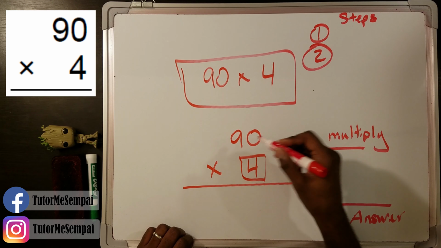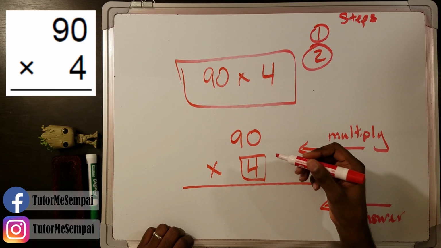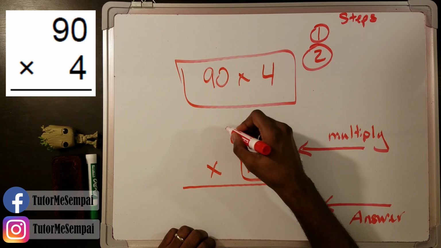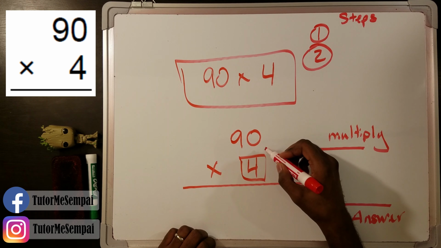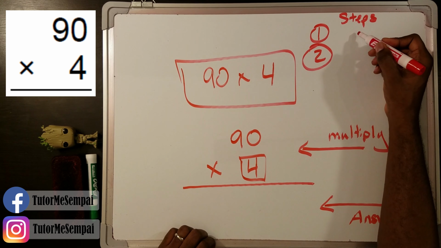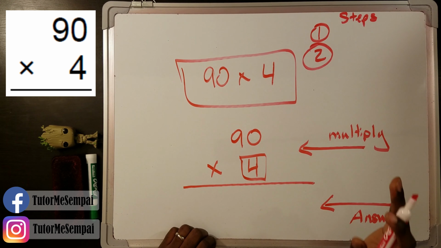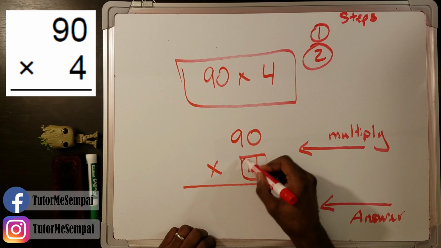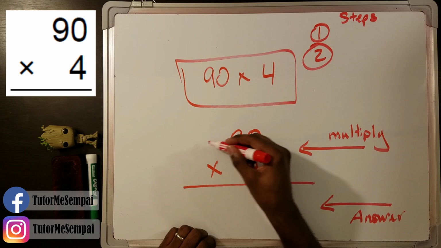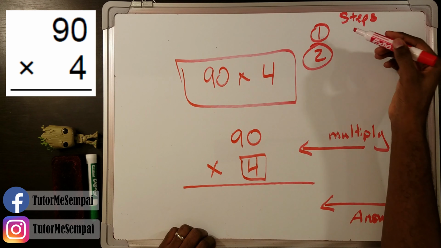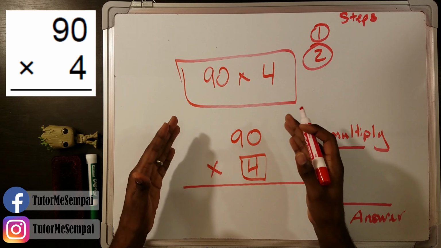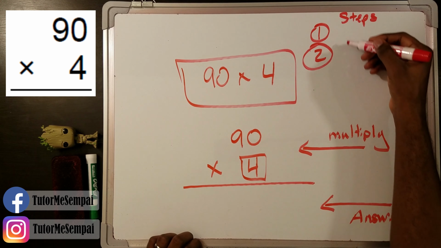So when you're multiplying by these, we're really just breaking this up into smaller multiplication steps. However many digits are in the top number, when you have one digit you're multiplying by, that's how many steps you have. Once again, it's very important that you get that. So we're going to break this 90 times 4 into 2 steps.